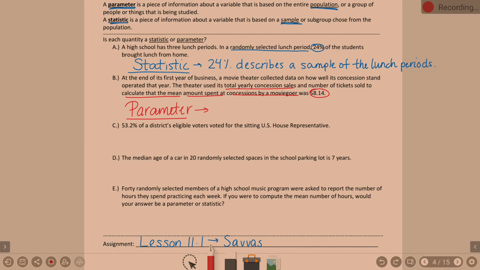Okay. The $8.14 is based on concessions of all moviegoers all year long. I just have it based on all moviegoers. They didn't just pick certain dates, they didn't just pick certain movies. You know, they did everything.